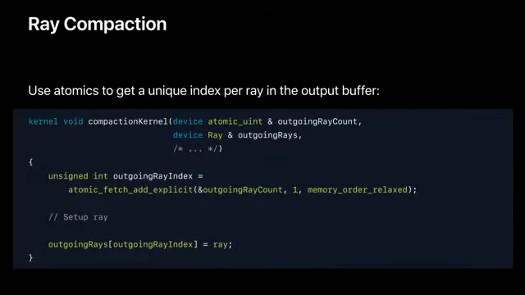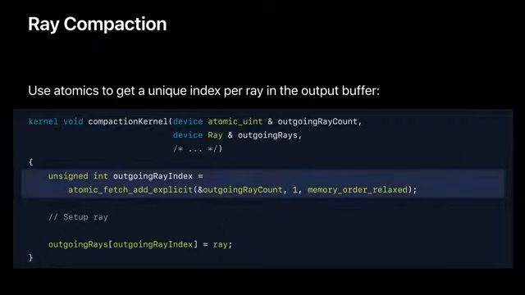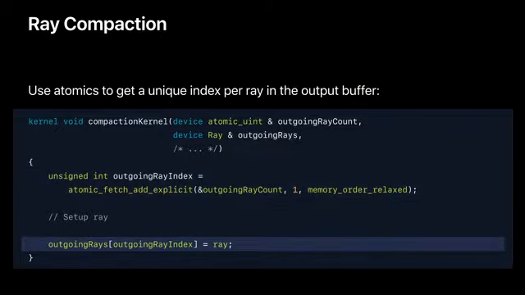When we're compacting the rays, we don't want two shaders to try to add rays to the new ray buffer at the same location. Therefore, we need to produce a unique index into the ray buffer for every ray that remains active between passes. We use an atomic counter to do this. Here, the atomic integer outgoing ray count contains the current number of rays in the new ray buffer. We use atomic fetch add explicit to grab the current value of outgoing ray count and increment it by 1. Using that value as the index into the outgoing ray buffer ensures that we don't get conflicts. It has the added benefit of leaving the number of rays that remain active in outgoing ray count.